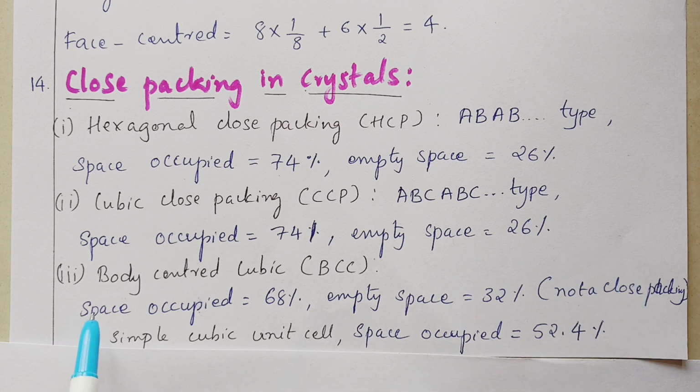The third type is body-centered cubic system, BCC. Space occupied by the particles is 68% and the empty space is 32%. So it is not a close packing, we can say. Remember students, in simple cubic unit cell, the space occupied by the particles is 52.4%.